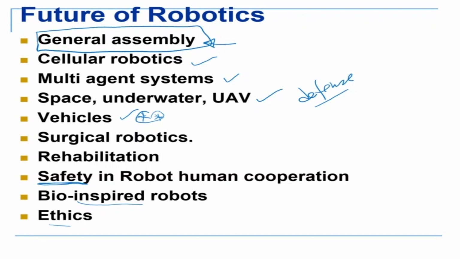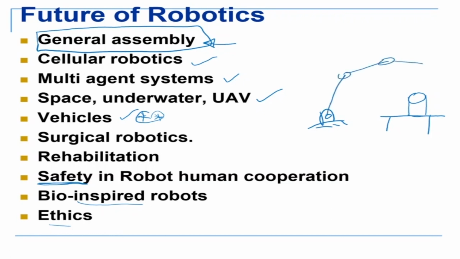Now let's come back to the first point we talked about, general assembly. What kind of tasks can a robot not do? If I reverse the question and ask what kind of task the robot can do, let me just draw it here. Take a very simple task: we have kept an object on the table and the robot has to pick and place it somewhere. So this is my table and this is my part. I've kept it there, and the robot has to pick it up and then keep it somewhere else. Maybe take it up and keep it here.